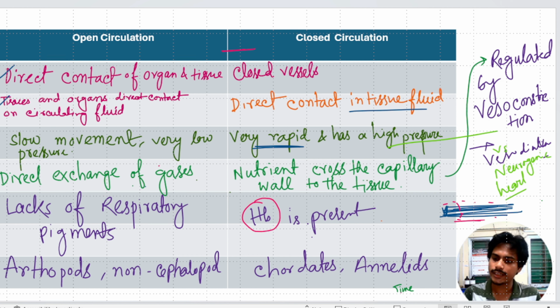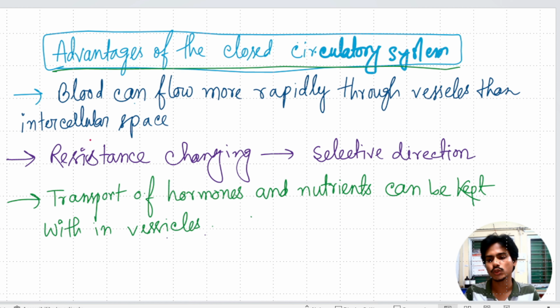Here you have to remember, for your exam purposes or for understanding, that the closed system involves vasoconstriction and vasodilation. So what are the advantages? We have already discussed what the closed system and the open system are. Now we concentrate on the benefits.